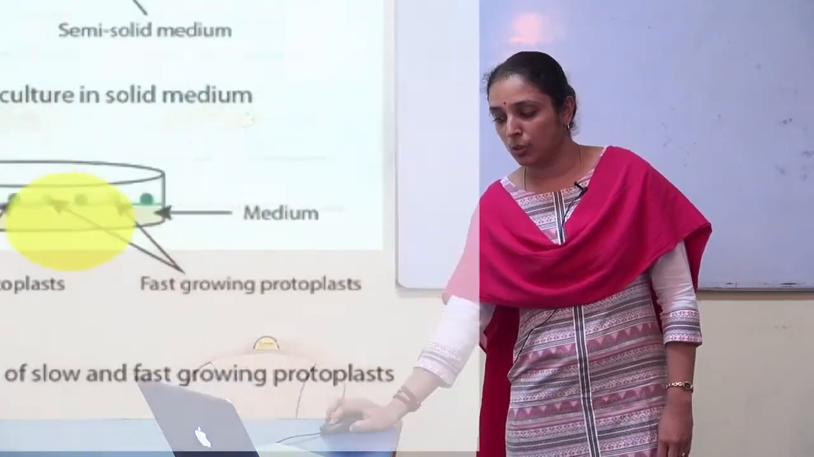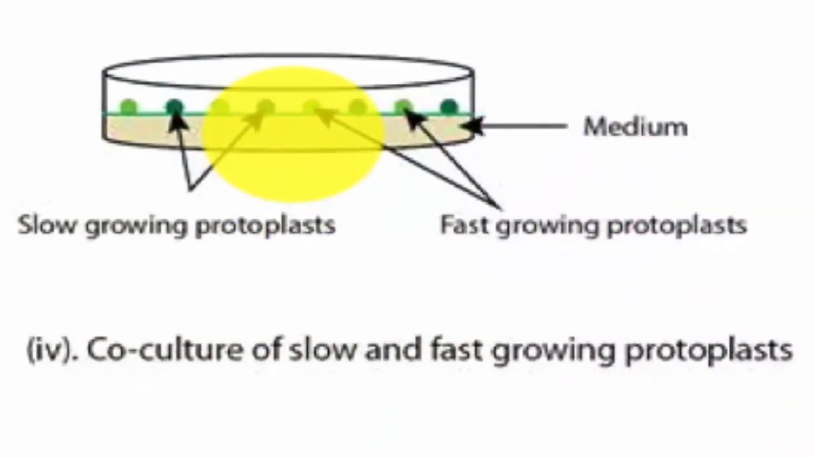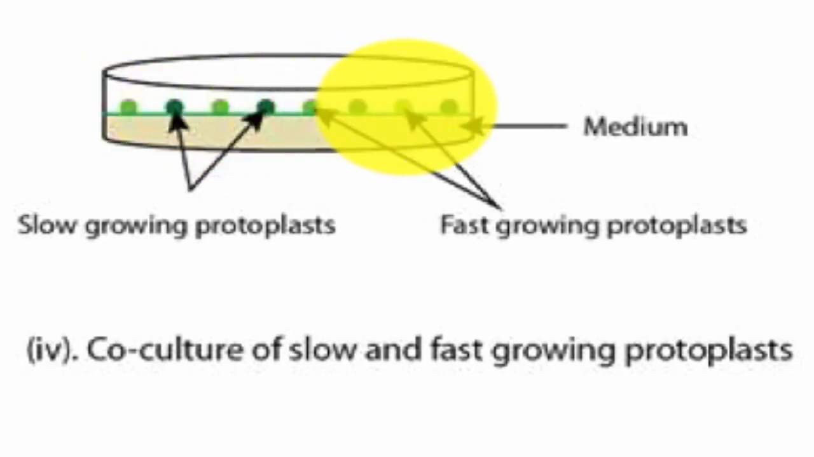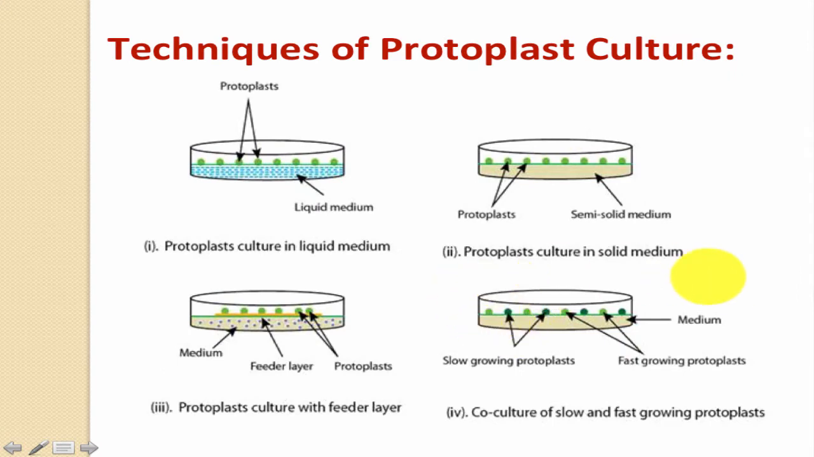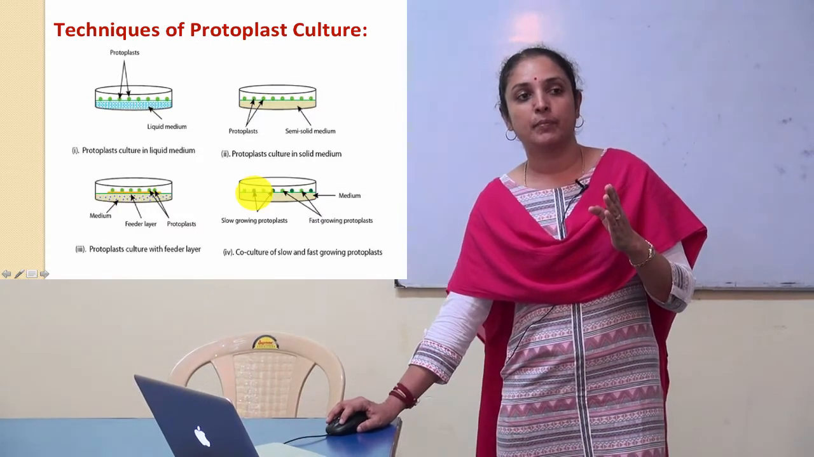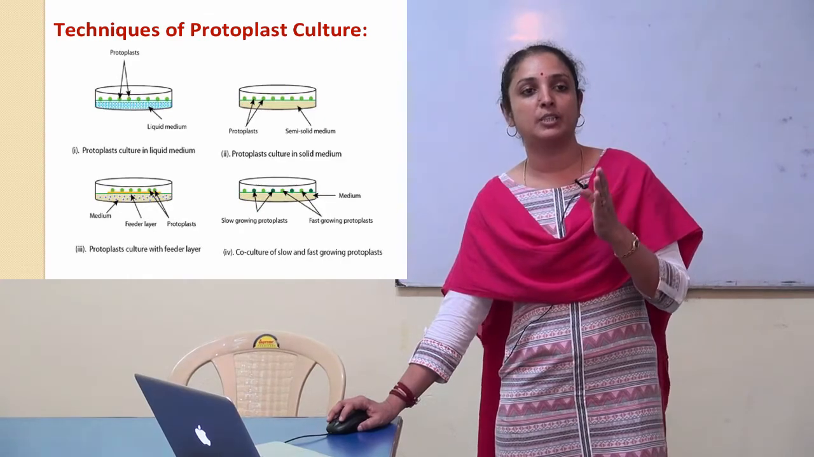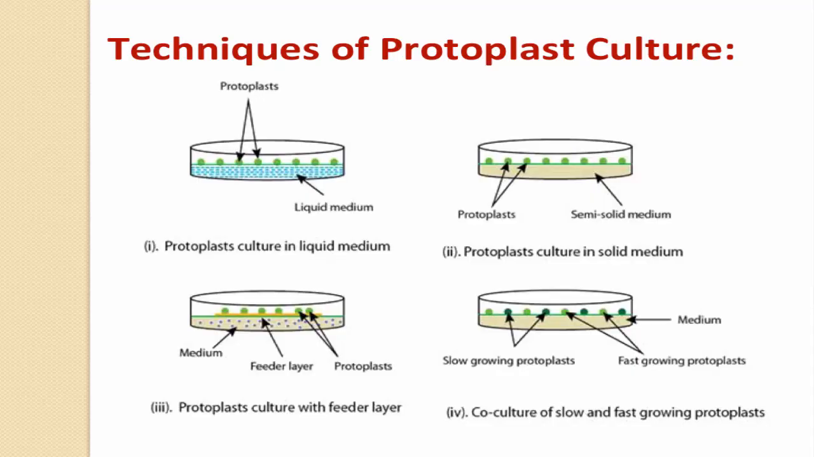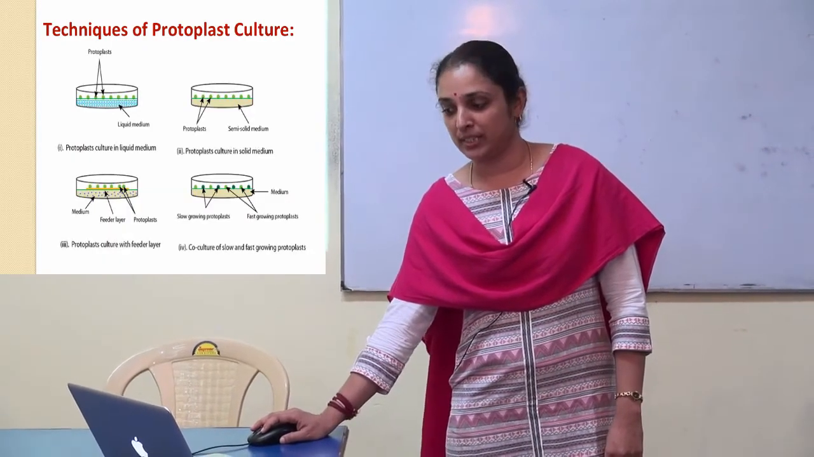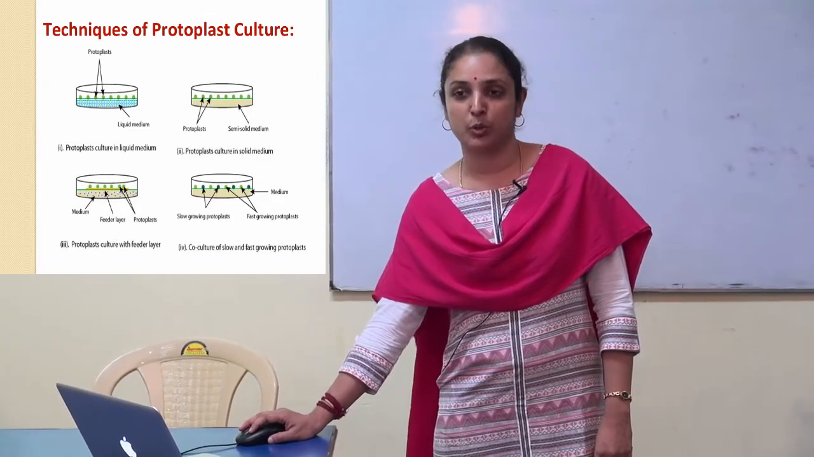The next is the co-culture method. This method also has a layer of nutrients, and protoplasts are then placed in it. This picture represents two different protoplasts, one slow growing and another fast growing. That is why slow growing and fast growing protoplasts are placed alternatively.